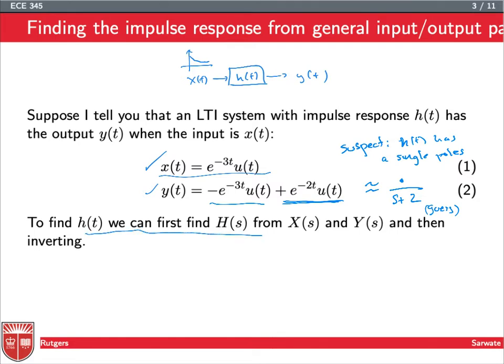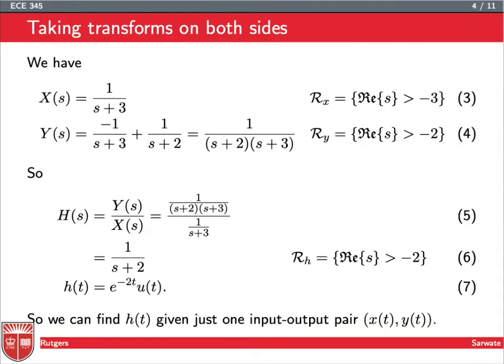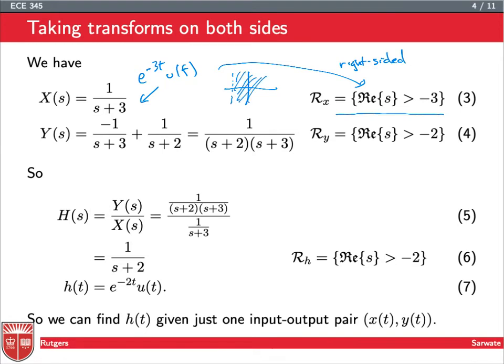So to find this h of t, we first find the x of s and the y of s, and then we find h of s, and then we can just invert the Laplace transform. So let's take the transforms on both sides. Remember, x of t is e to the minus 3t u of t, and so this corresponds to this, and the ROC has to be over here because this is right-sided. So the ROC goes from the pole at minus 3 off into the right half plane.